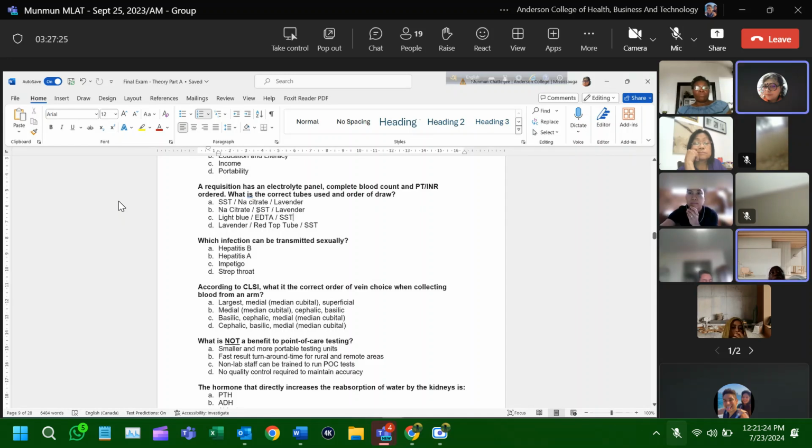What type of anticoagulant is there, Venus, in the SST tube? Is there any anticoagulant? No. You have the clot activator gel so that it separates the serum. So what is the best answer here? You have to do the light blue first.